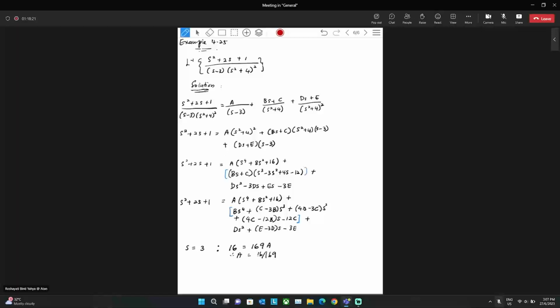Then next, S to the power of 4. On your left hand side equal to 0. On your right hand side we have A, then we have B. Only these two, so B equals negative A.